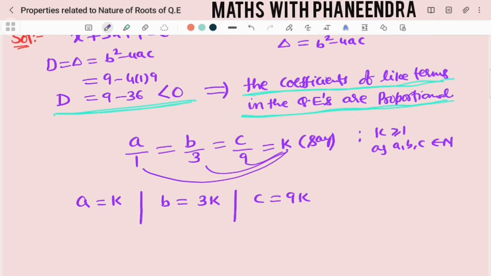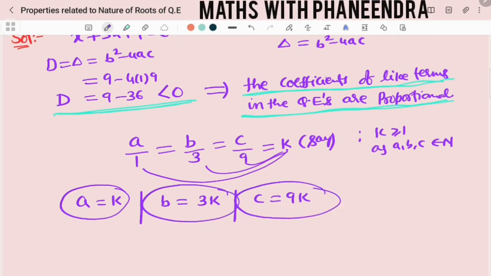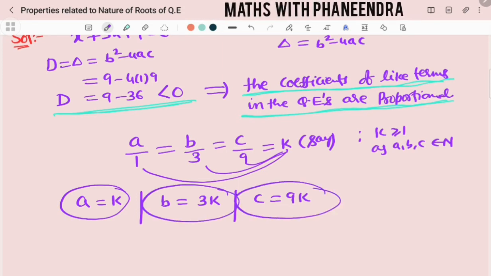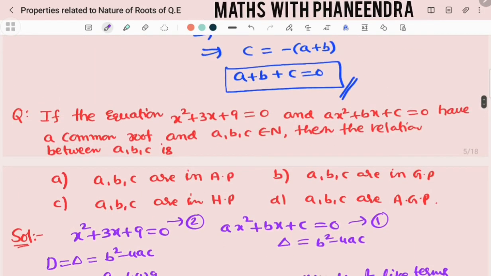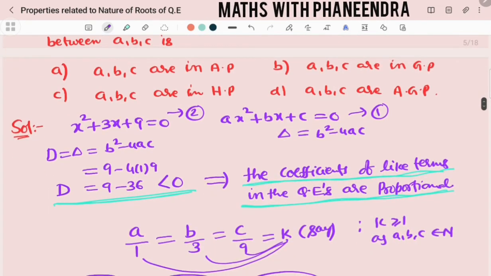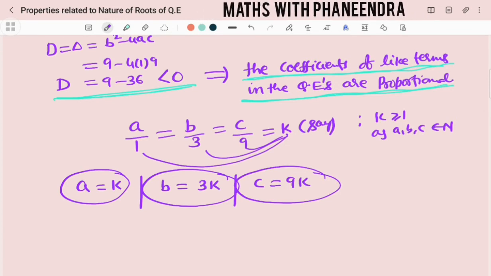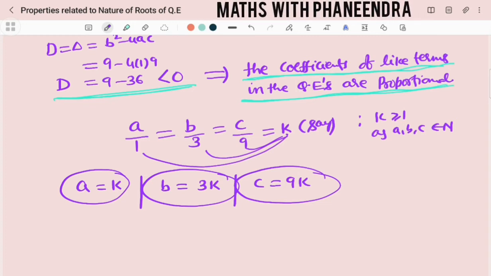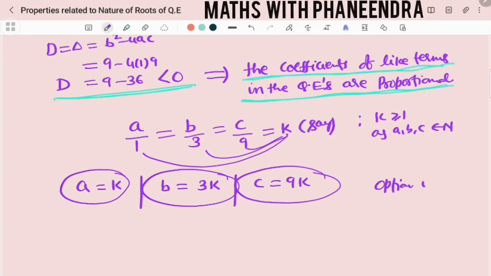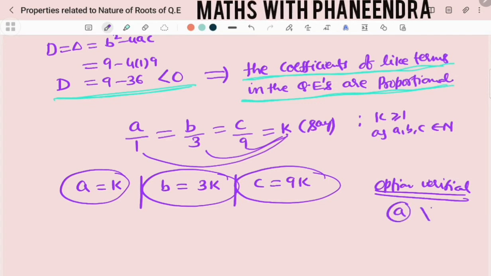So we will check the relation between A, B, C now. B square is 9k square. First option verification: A, B, C are in AP. AP means twice the middle is equal to the sum of the extremities. Twice the middle, 2 times 3k, is 6k. Sum of the extremities, k plus 9k, is 10k. 10k is not equal to 6k. So the first option is not correct.